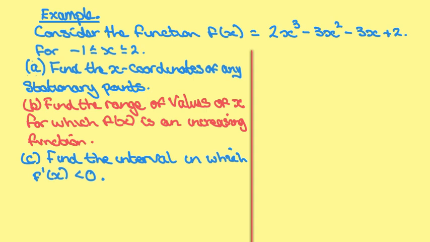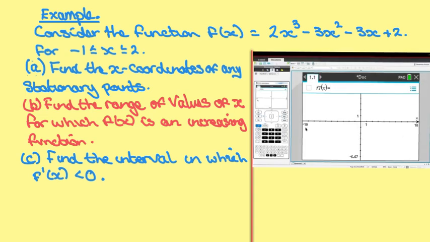A typical IB question is as follows. Consider the function f of x equals 2x cubed minus 3x squared minus 3x plus 2 between the domain minus 1 and 2. A. Find the x coordinates of any stationary points. B. Find the range of values of x for which f of x is an increasing function. C. Find the interval in which f dash of x is less than 0. The first thing we need to do is draw this function on our TI Nspire.